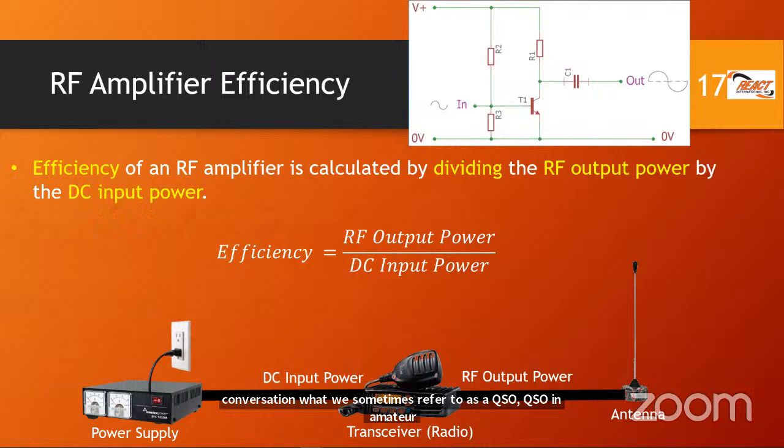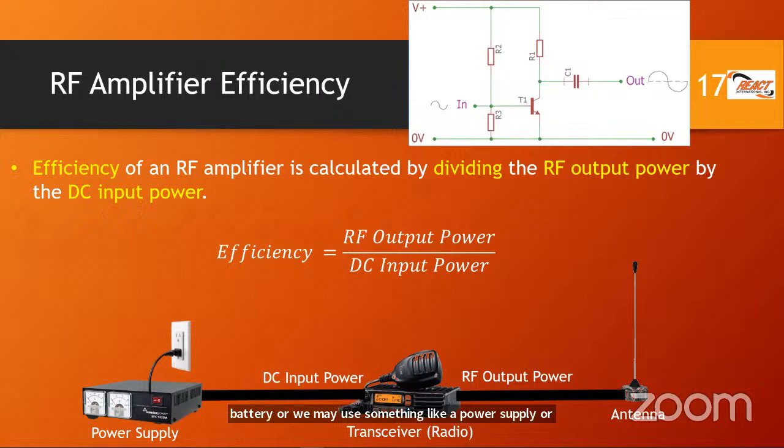But we need to power equipment. So we can use a battery, or we may use something like a power supply or an adapter, right? Like this, to change the 120 volt AC that our house supply or a receptacle outlet provides down to 13.8 volt DC, which is what our radio needs. And we will output maybe 40 watts of RF power, 25 watts or 5 watts, and that radio frequency signal will leave the radio via a feed line or transmission line and go to the antenna, and it's radiated.